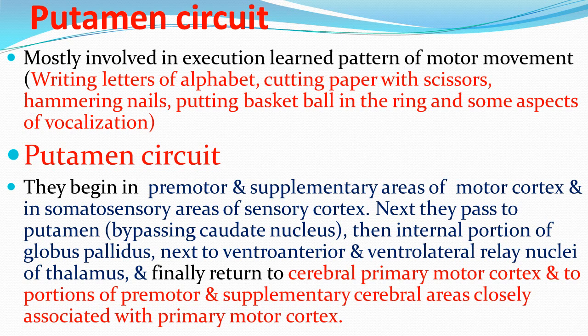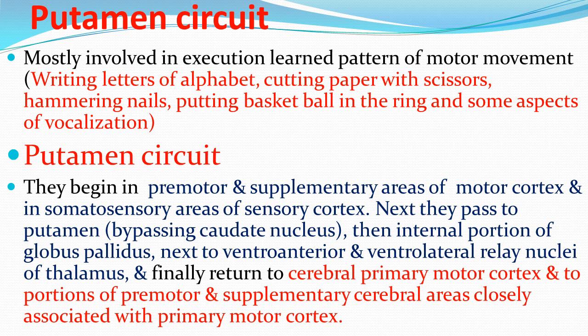From where does the putamen circuit begin and where does it end? It begins in the premotor and supplementary areas of the motor cortex. Where is the motor cortex? In the precentral gyrus, and the somatosensory area of the sensory cortex. They begin from the premotor and supplementary areas of the motor cortex and sensory cortex. Next they pass to the putamen, not to the caudate nucleus. Then they pass to the internal portion of the globus pallidus.